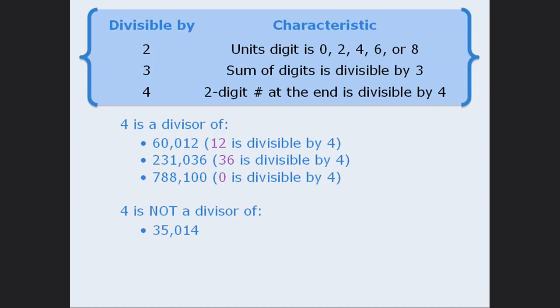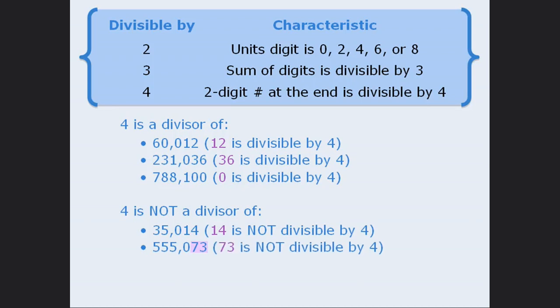Conversely, 35,014 is not divisible by 4. Here, the number created by the last 2 digits is 14, and 14 is not divisible by 4. Similarly, this number is not divisible by 4, since the number created by the last two digits is 73, and 73 is not divisible by 4.